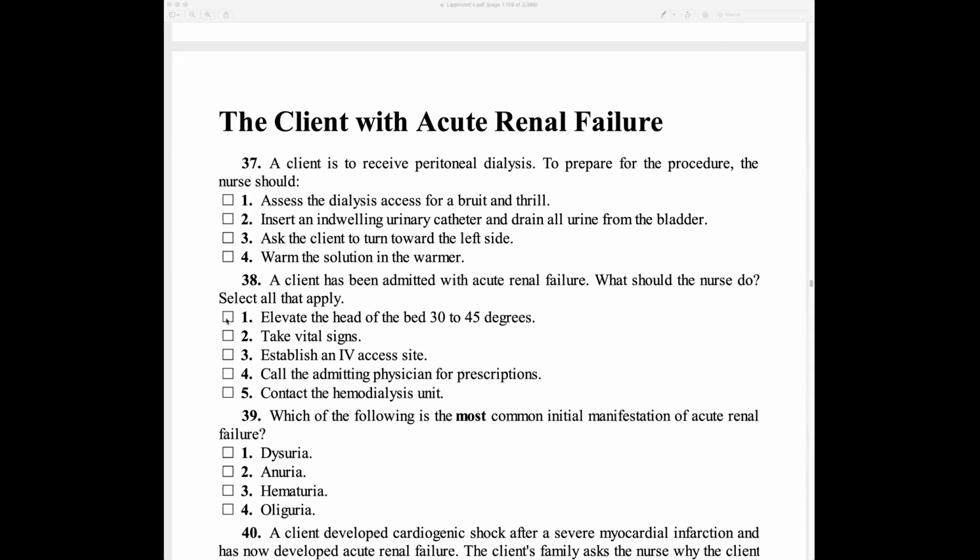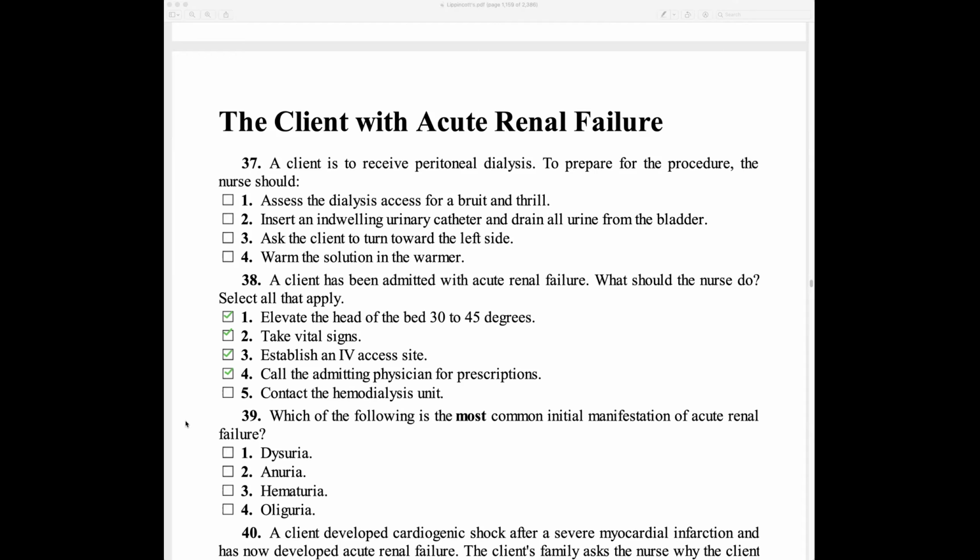Okay, the correct answers are 1, 2, 3, and 4. So we want to elevate the head of the bed 30 to 45 degrees. This is a tricky one, and it's not a big deal, but basically, if the kidneys aren't working, fluid volume is not going to leave the way that it should. So all the fluid volume is going to stay inside.